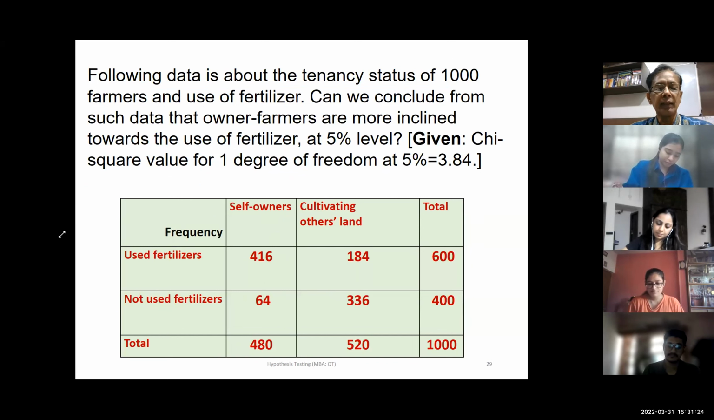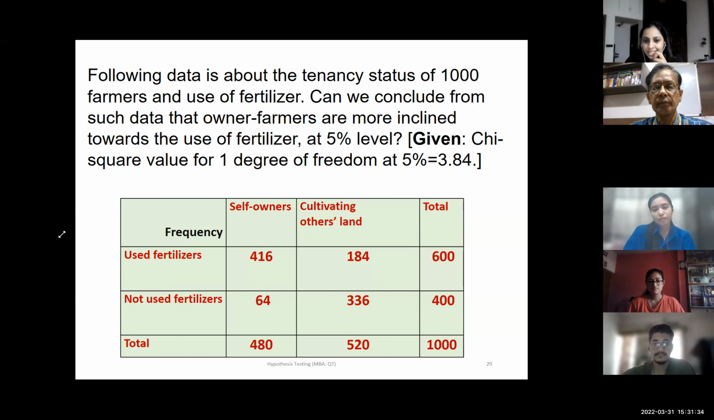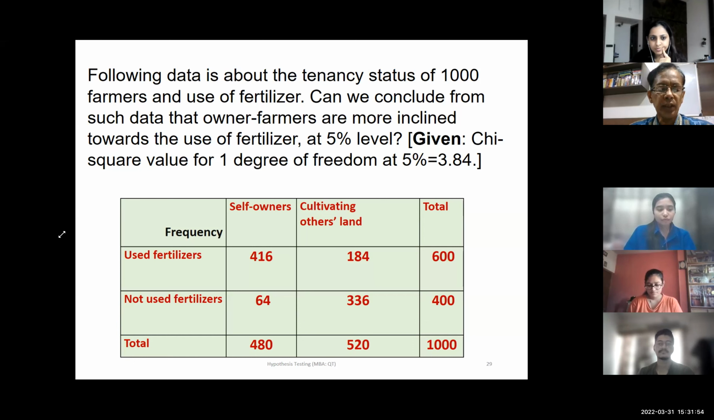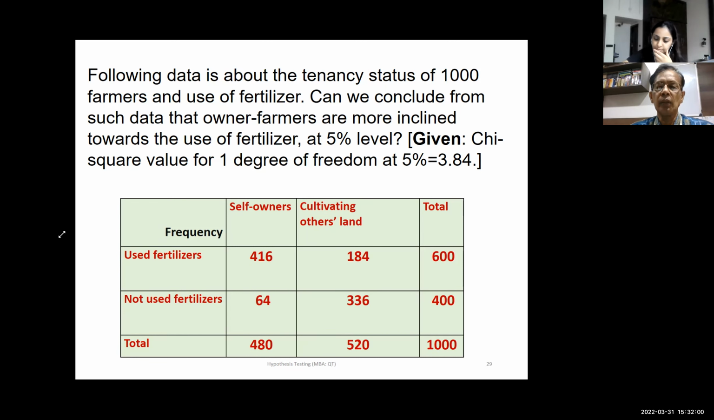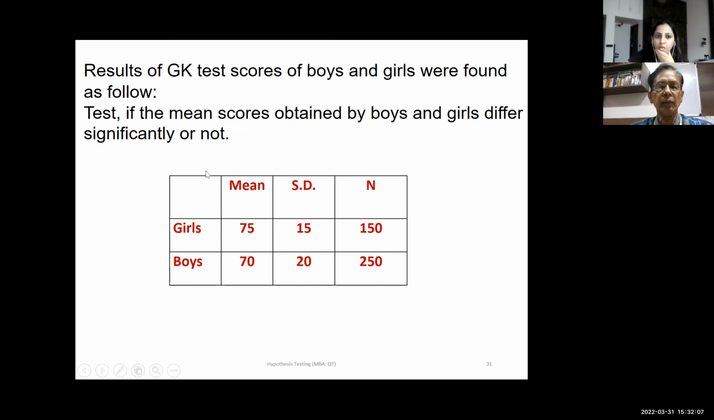Looking at this table, can you name the two factors? What are the two factors we are verifying, whether they are dependent or not? Is using fertilizer giving any benefit or not? Both factors. One is ownership of land and the other is use of fertilizer. Whether the use of fertilizer is dependent on the ownership status of land. Okay, write this. The null hypothesis and the last conclusion are both quite important. Okay, now let me give you the last example.